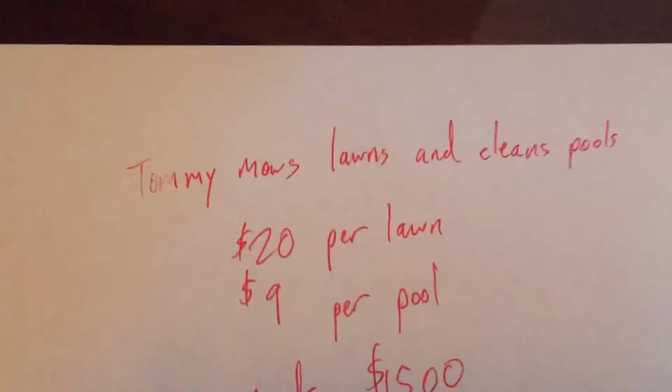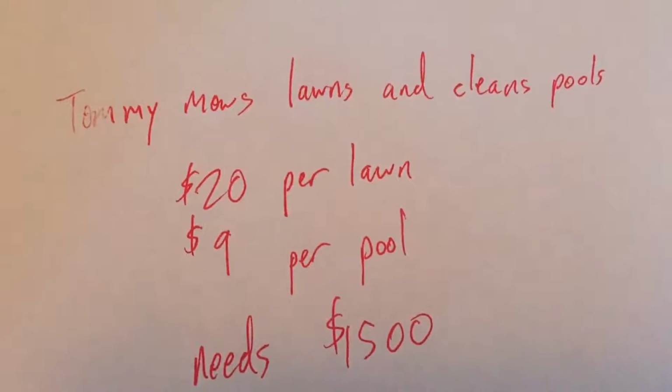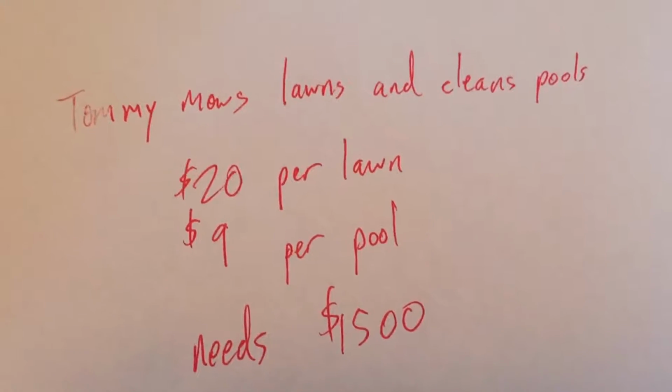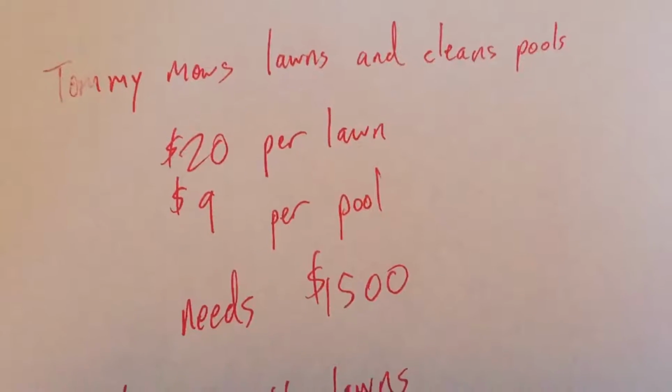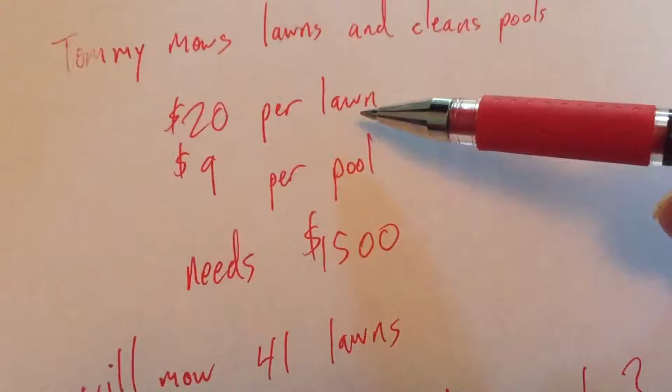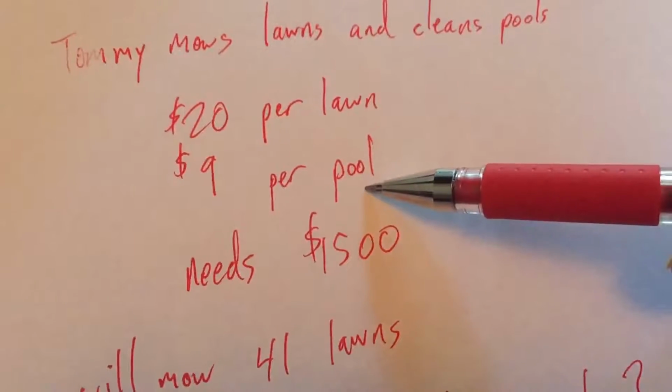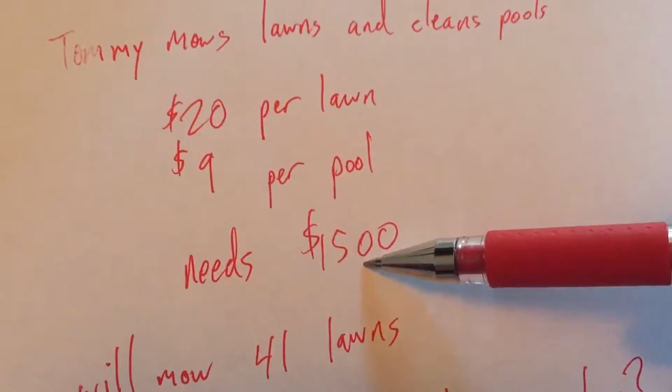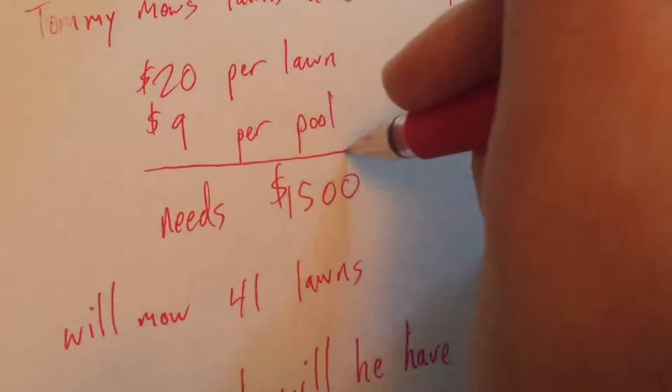Okay, so looking at that first problem, this is all the essential information. Tommy mows lawns and cleans pools. He's going to make $20 per lawn, $9 per pool, and he needs $1,500. So we could even put a line in between this information.